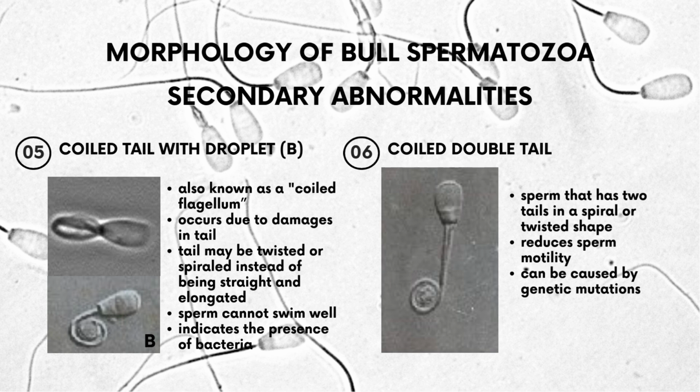Coiled double tail. It is a sperm that has two tails in a spiral or twisted shape. Due to this abnormality, sperm motility is reduced. This can be caused by genetic mutations.